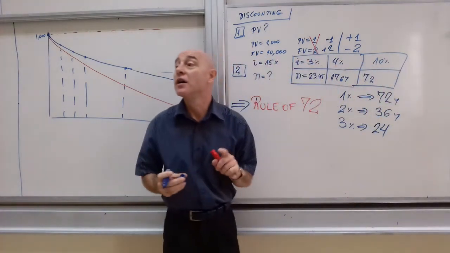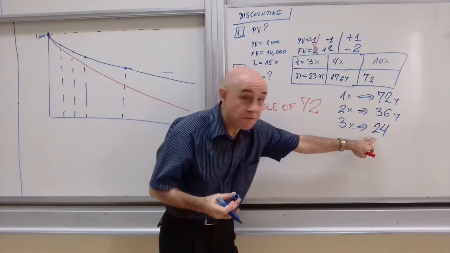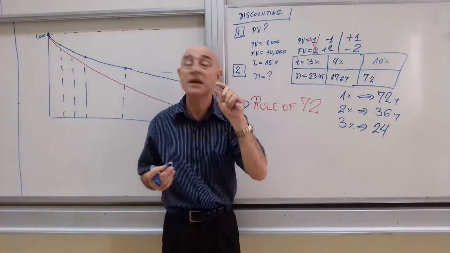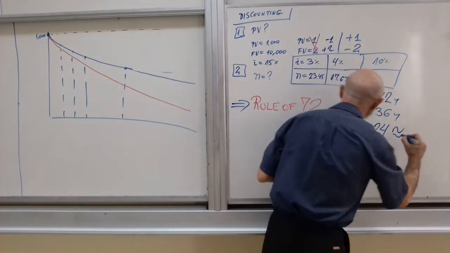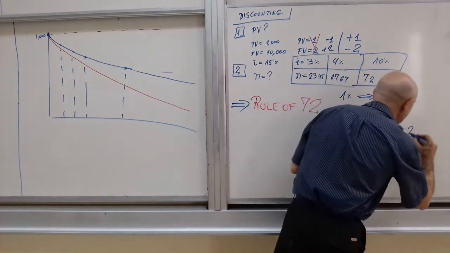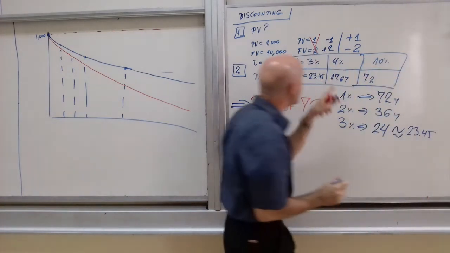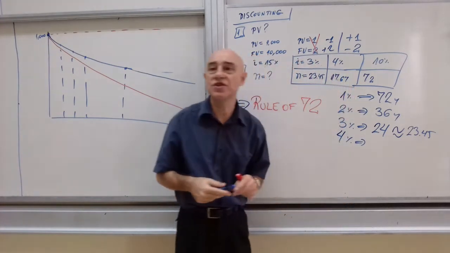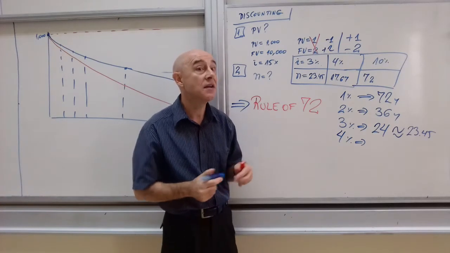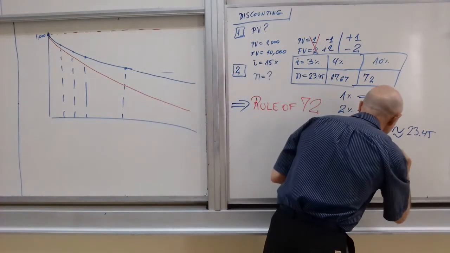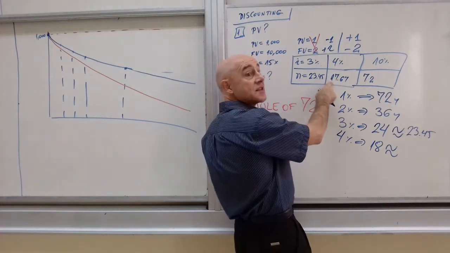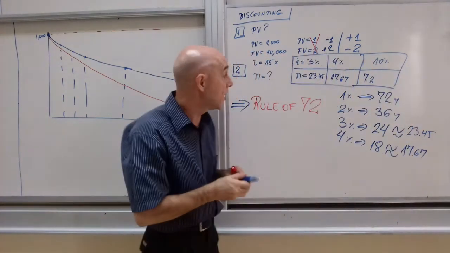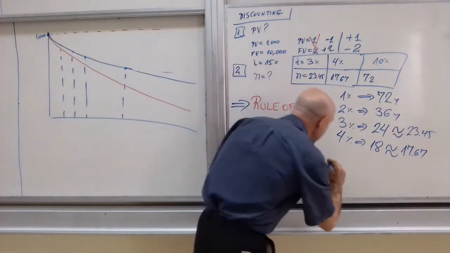Now, notice the following. 24 is by the rule. The rule is approximate, close but very good. The true number is 23.45. Now, apply the rule for 4%. What's the rule saying? 18. All right, I'll take 18, compared to the exact 17.67. Okay? What about 10%?